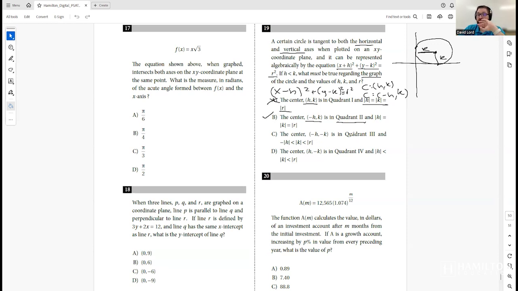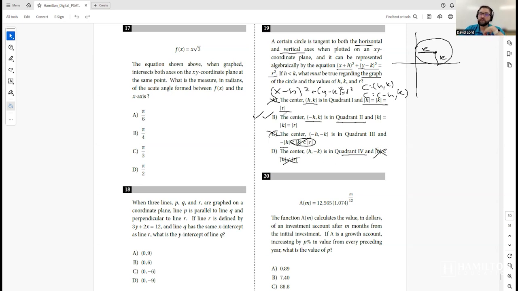The center is negative h, negative k in quadrant 3. And I mean, yes, that's true. And negative absolute value is always less than any absolute value, unless h and k are 0. But that'd be on the origin. But the k cannot be less than r. It has to be equal to r. So this part is wrong. And then the center of h, k in quadrant 4. And again, no, h and k the absolute value have to be equal because it's tangential. So it's not this one.